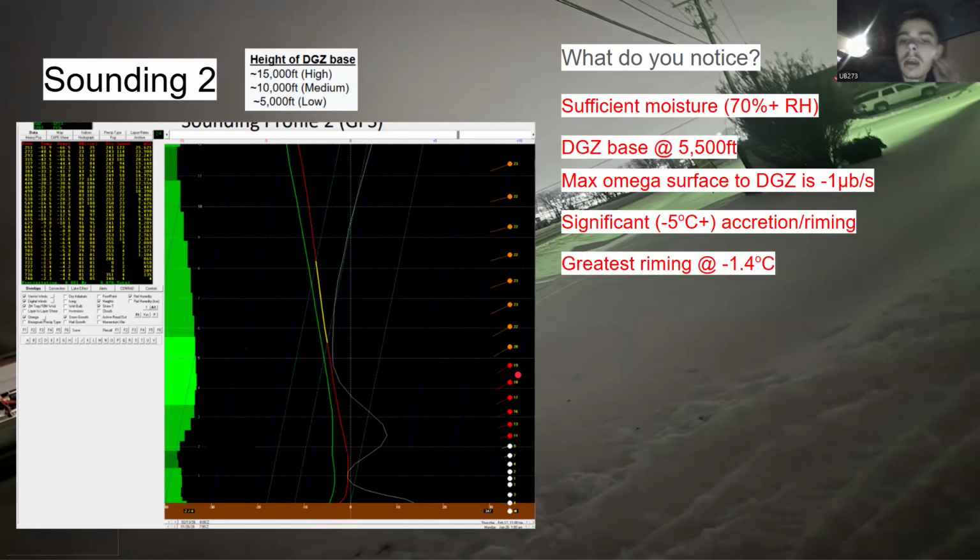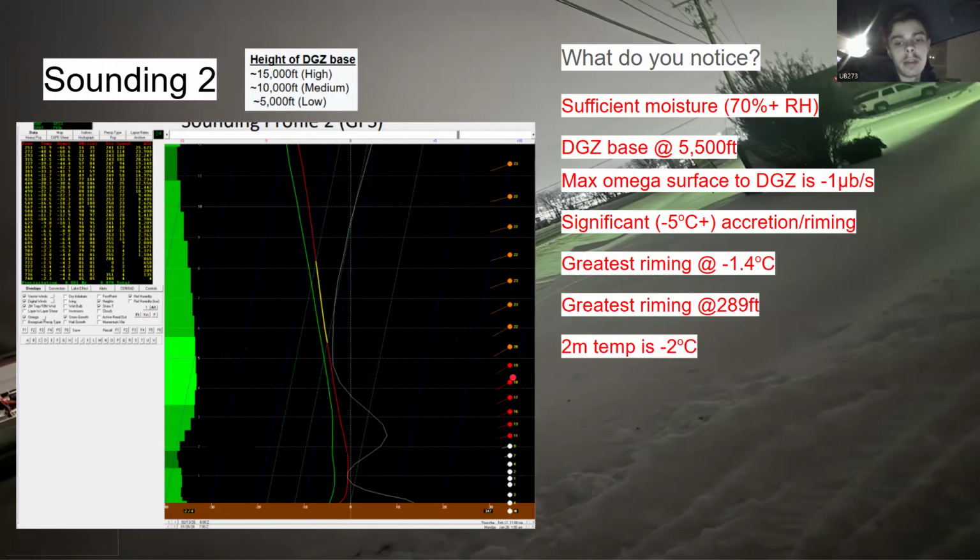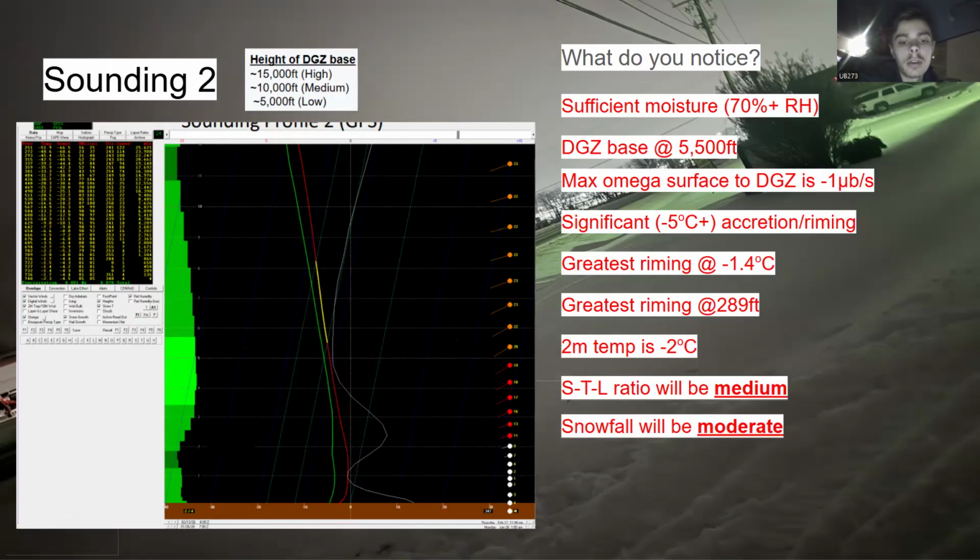Greatest riming, greatest temperature of riming is at -1.4 degrees Celsius. It's at 289 feet. 2 meter temperature is -2. So again, this is going to be about medium or moderate. So we went from low, but since we do have sufficient accretion or riming, that's going to cause it to be higher.